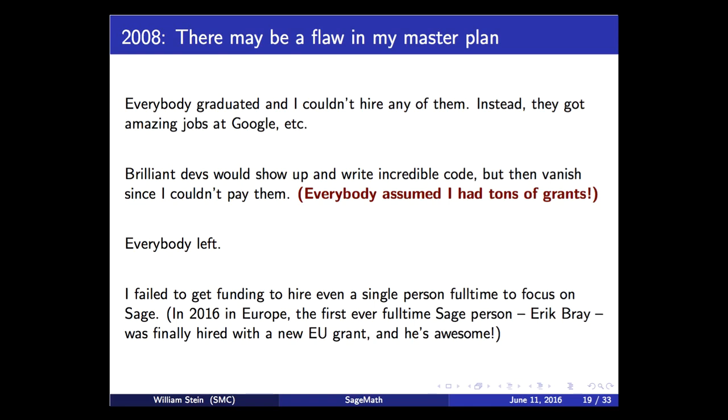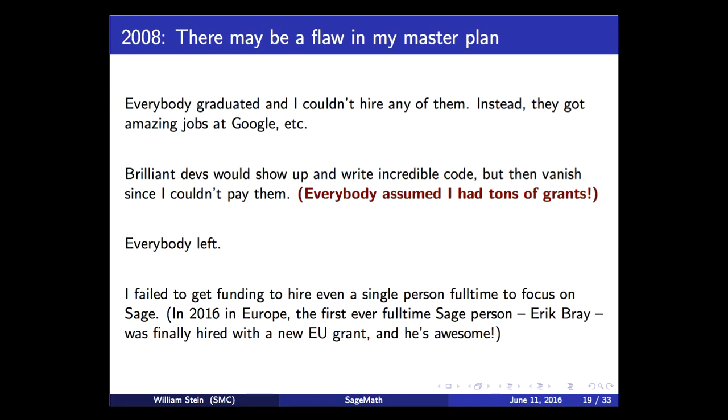And people would assume I have tons of grants, so they'd go work on Sage, and then they'd knock on my door and ask, can you please hire me all summer to work on Sage and rewrite this amazing thing I have? And I'd say, I wish I could, but I can't. So it happened repeatedly. And actually, I never once got the funding to hire one person full-time to work on Sage.